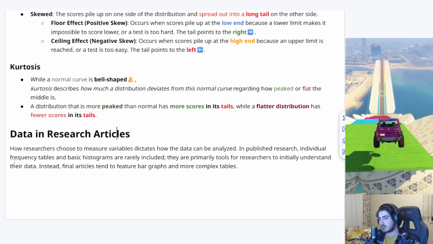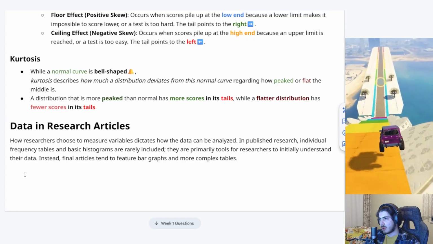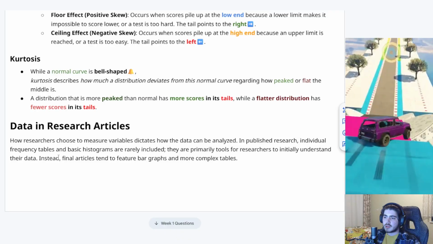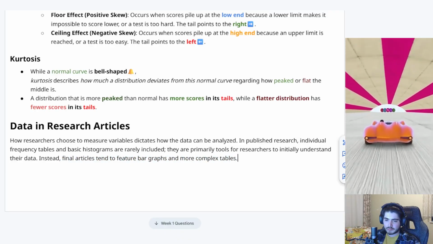Oh, and now researchers choose a measure. Final articles tend to feature bar graphs and more complex tables. That's all you need to know.